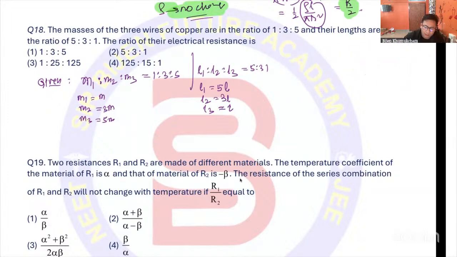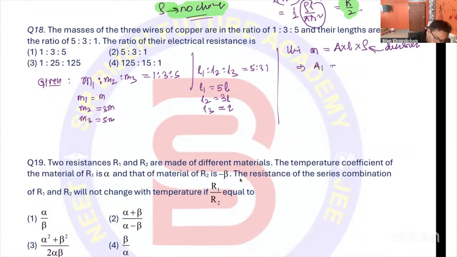Let us not write like this. Let's directly find the areas in terms of density. I think it will be better. Using mass as volume into density, where volume is area into length, into density. Here rho is density, not the resistivity. Then what will be your A1? Area A will be equal to M divided by L rho.